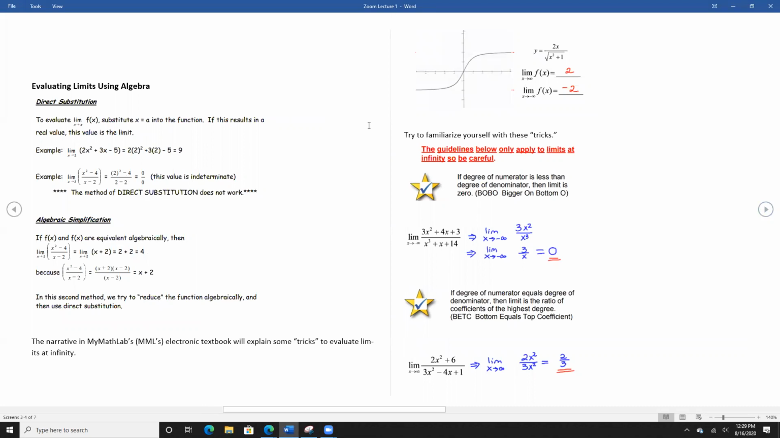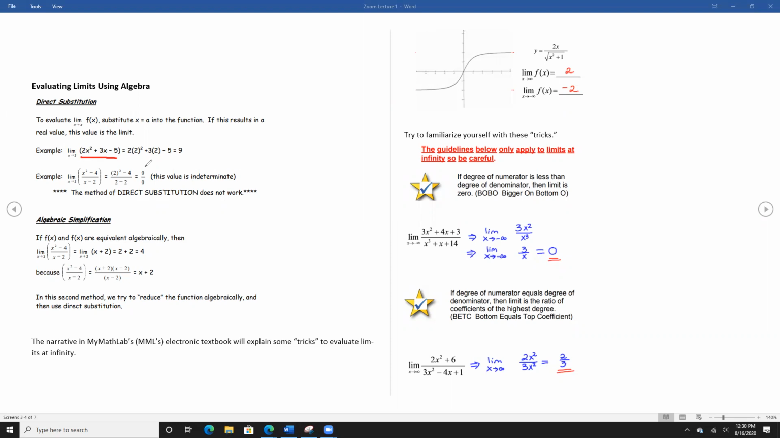We can also evaluate limits using algebra. Sometimes we can use direct substitution. For example, suppose you have a polynomial expression. In this example, evaluate the limit as x approaches 2 for the given polynomial expression 2x squared plus 3x minus 5. As long as I can substitute the 2 directly into the equation without violating any rules of algebra, I can do that.